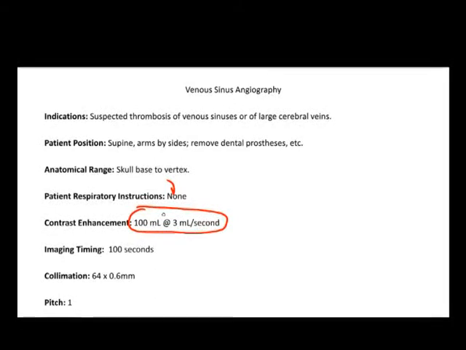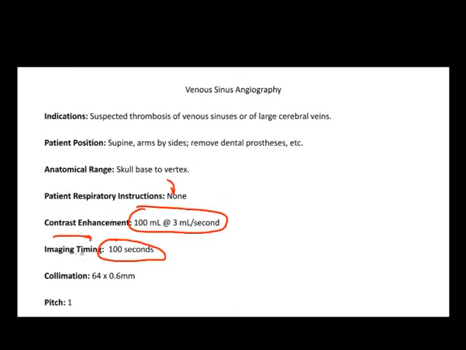MPRs and MIPs are going to be essential to demonstrating all different types of venous anatomy. And this technique is probably not capable of detecting or excluding a cavernous sinus or cephalic vein thrombus, and or its branches. So there are some limitations to this.